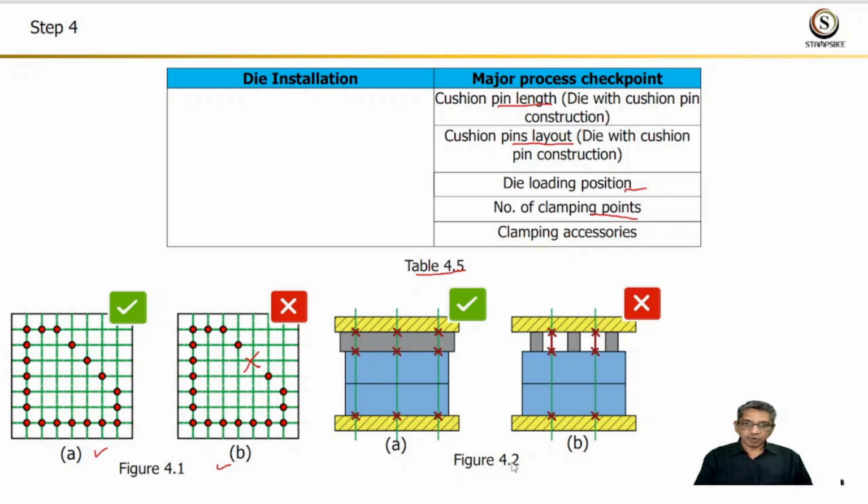Figure 4.2a shows the standard clamping practice, and figure 4.2b shows the non-standard clamping practice. It is a process non-conformity. Clamping accessories: standard clamping accessories should be used. Figure 4.2a shows the use of standard distance block and standard length of the stud, whereas figure 4.2b shows the use of non-standard distance block and longer stud. It is a process non-conformity.